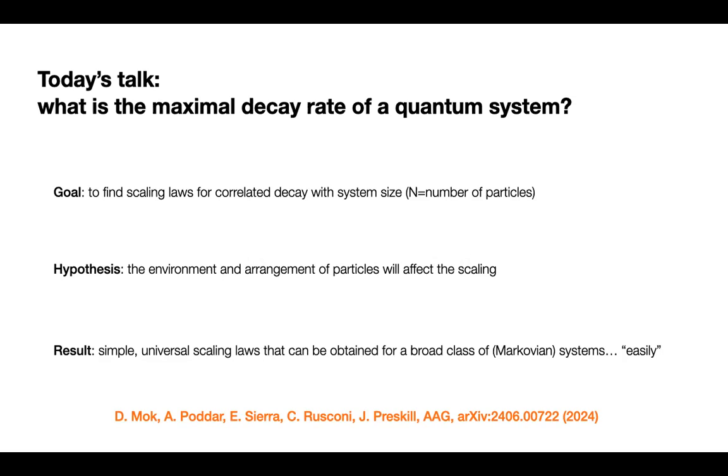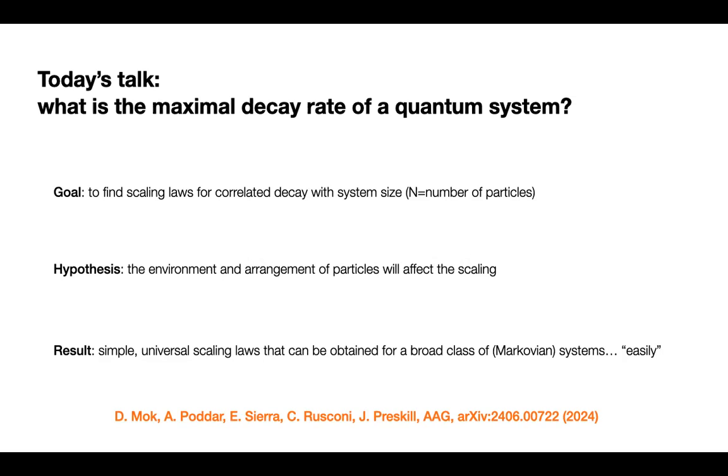Okay? So basically the goal for this talk is to find scaling laws for correlated decay with system size, which for me is N, the number of particles. And the hypothesis is that the environment and the arrangement of these particles is going to change this maximal decay rate. And the result is that we'll find simple universal scaling laws that can be obtained for a broad class of Markovian systems in an easy fashion, which means if I give you the recipe, you can find the largest decay rate of your system on a computer in a time that scales only polynomially. And if you want to know more details, you can take a look at our recent paper, which we posted 2 weeks ago.